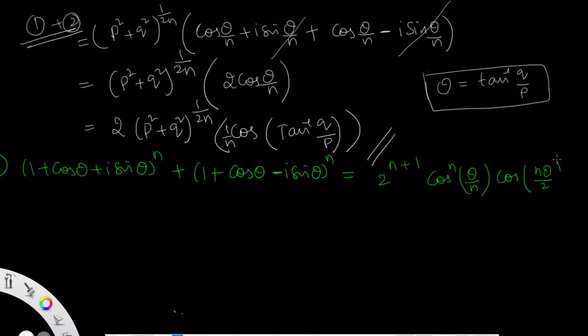This is in terms of the angle n theta by 2. This is only the power raised to n. This is a multiple of n. This is a power raised to n. That is the difference. What is the question that is given?